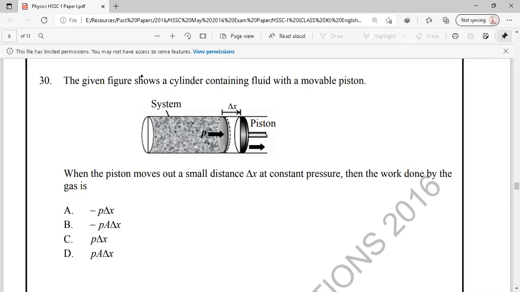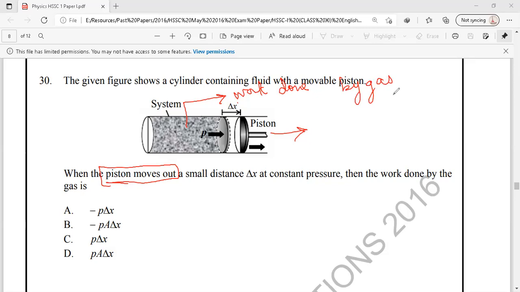Then we have a last question, that is question number 30 in this year. The given figure shows a cylinder containing fluid with a movable piston. When the piston moves out, the movement of the piston shows that it is moving in this way. This shows that work is done by the gas. So when work is done by the gas, this type of work done is positive because the gas is moving the piston outward, so the displacement and force are in the same direction. So work done is positive. So these two options will be incorrect.